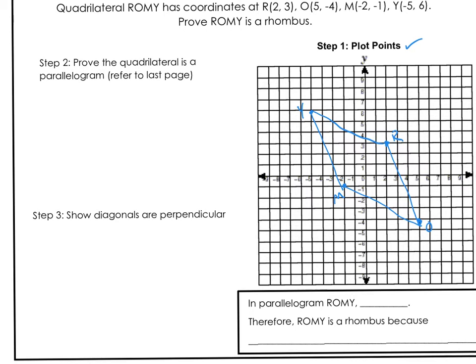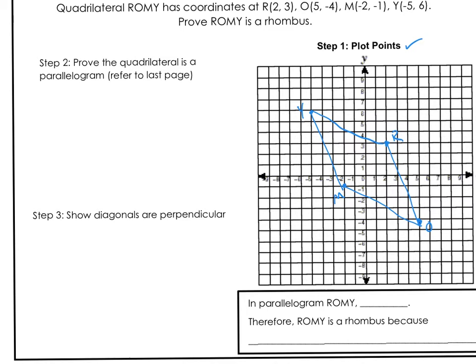And once again, you can use any method to prove it, but we first have to establish that it's a parallelogram. All right? That's step one. And we're going to use the method that we just used, that opposite sides are parallel. So once again, I want to prove that RY is parallel to OM. So let's write that out.